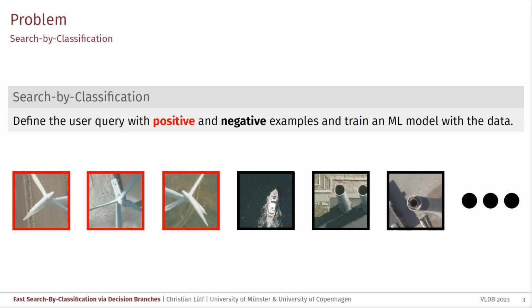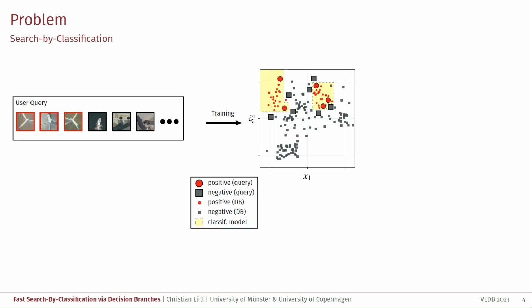We are going to show you how search by classification works, given an example of a user query which wants to find wind turbines in satellite imagery. In this figure, we see the individual steps of search by classification. A user query, consisting of positive and negative examples, is used to train a machine learning model.